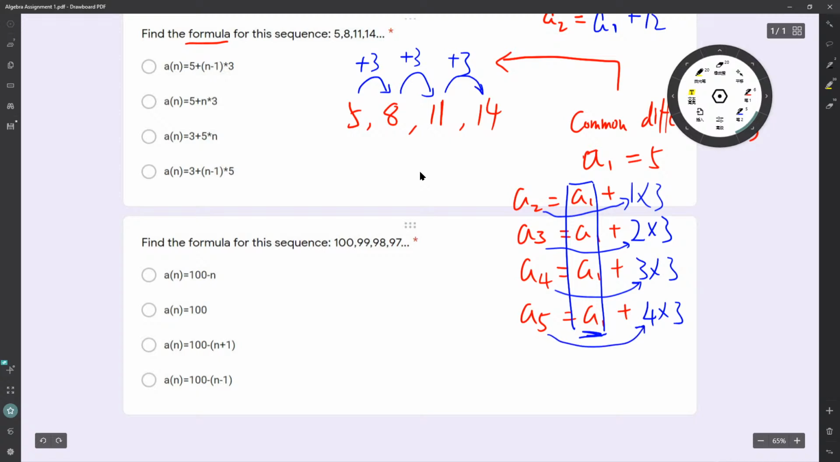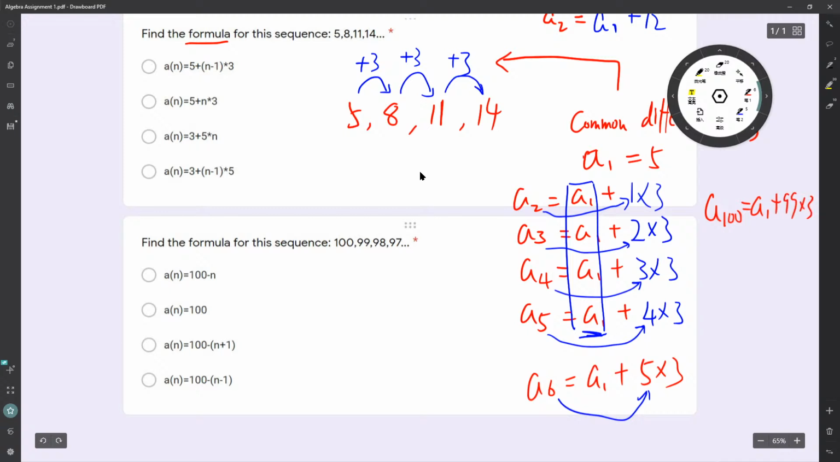For A2, this is 1 times 3. For A3, it's 2 times 3. For A4, it's 3 times 3. For A5, it's 4 times 3. And then we can predict for, let's say, A6, it's going to be A1 plus 6 subtract 1, which is 5 times 3. So it's always 1 less than the number of the term. And we can predict maybe for A100, it should be A1 plus 99 times 3.